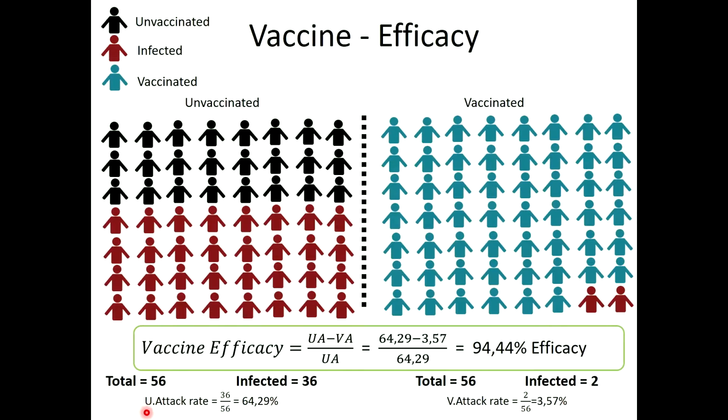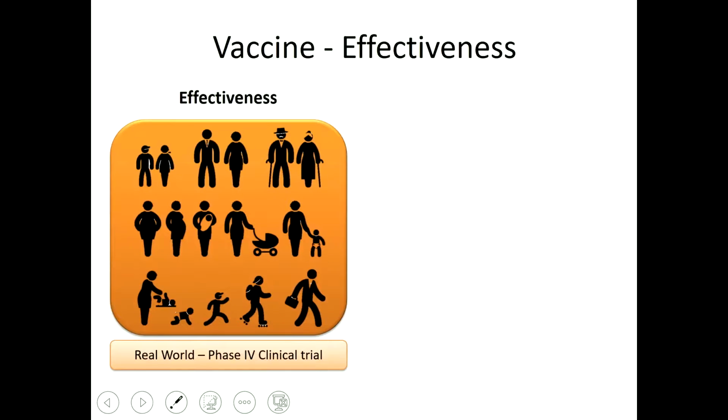In the unvaccinated group, 36 out of 56 people become ill, so the attack rate in this group is 64.29%. On the other hand, in the vaccinated group, only 2 out of 56 people got the disease, representing 3.57% of attack rate. Finally, using this data, we can calculate the efficacy, that in this example is 94.44%. However, efficacy and effectiveness are not the same.